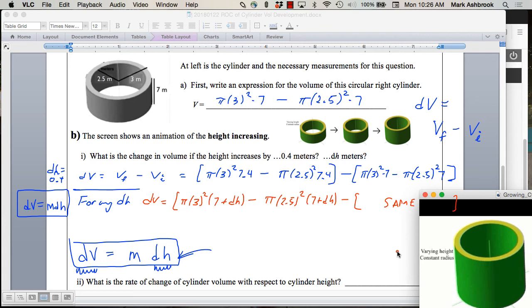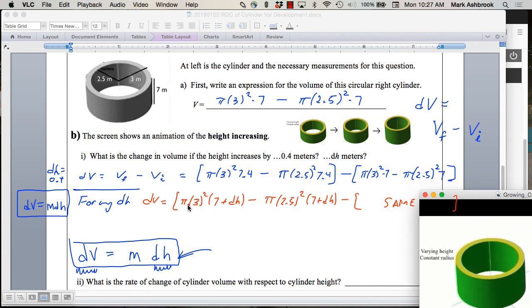So look, if we could change this whole big thing we wrote to look like something times dH, then we would know what the rate of change was. You see that? Because that's dV, the change in volume for a change dH. So if we could get that whole long thing I wrote in red to look like m dH, then what we multiply dH by would be the rate of change. Does it make sense? So how can we do that?